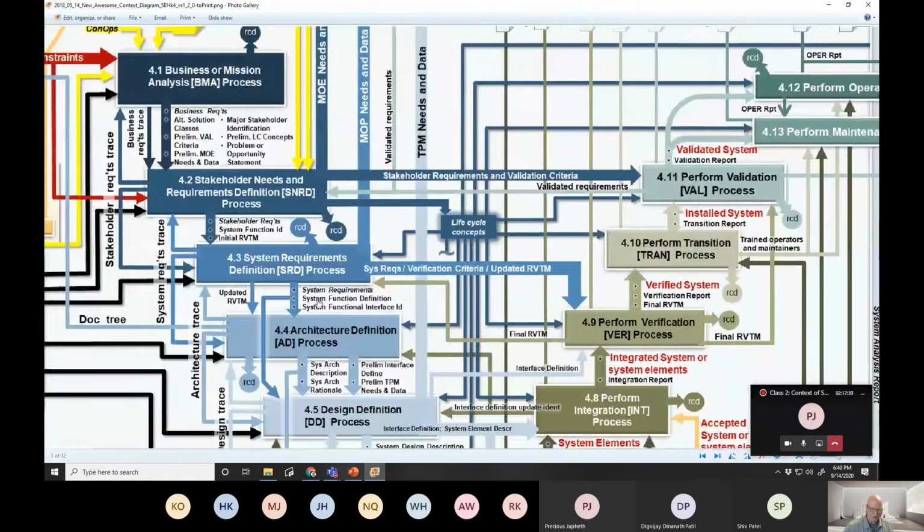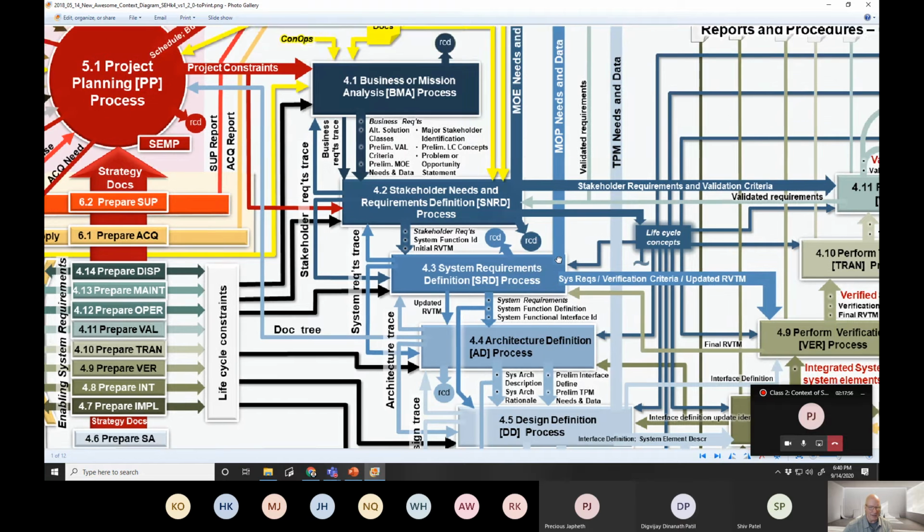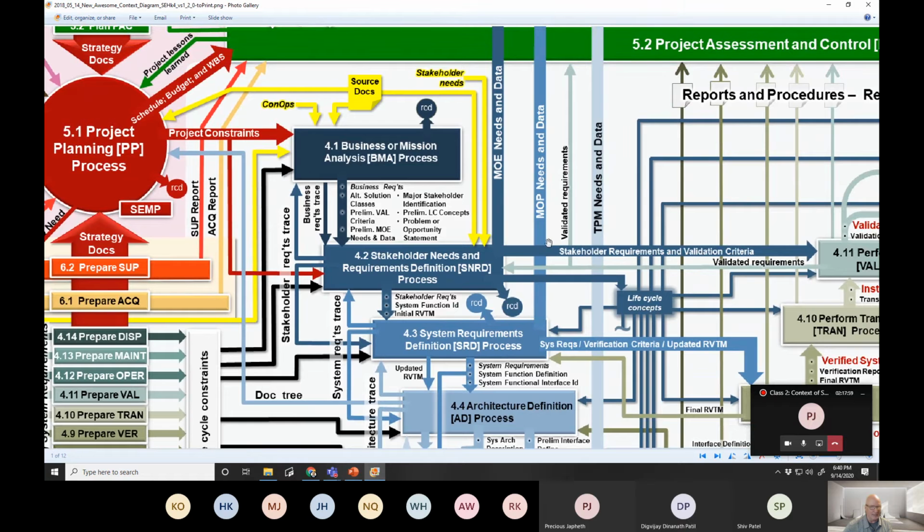It's right here. System requirements come after your stakeholder requirements and before your architecture definition. Notice your RVTM comes out and informs your verification as you're doing that. And one of the major outputs here is also your MOP.